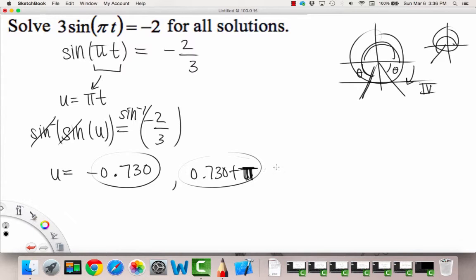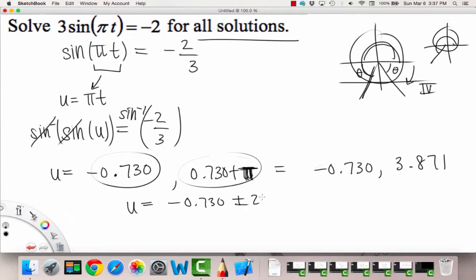And then when you do that, we're actually going to get an answer of, so the first one's the same, negative 0.73, and the other one's 3.871, okay? And then it says for all solutions, so we have to, again, add on our plus and minus 2 pi k, all right? So u is equal to negative 0.730 plus and minus 2 pi k, all right? And then comma, 3.871 plus minus 2 pi k, and looks like we're done.